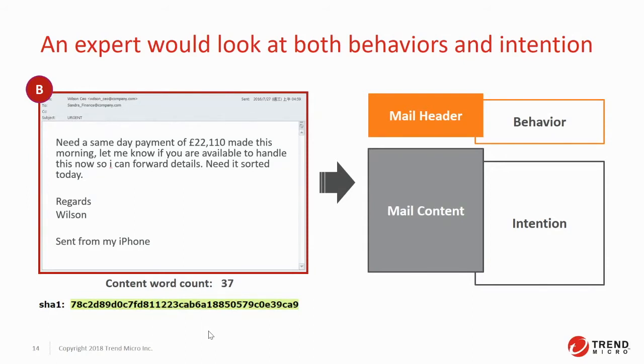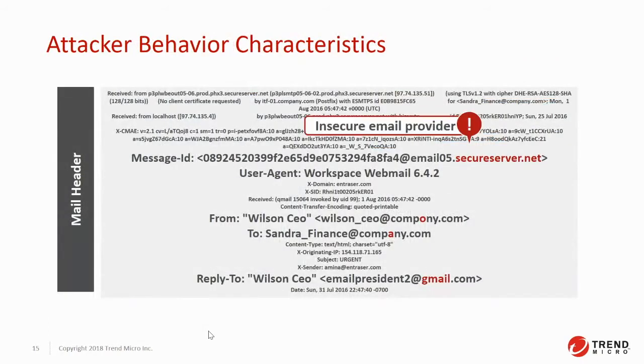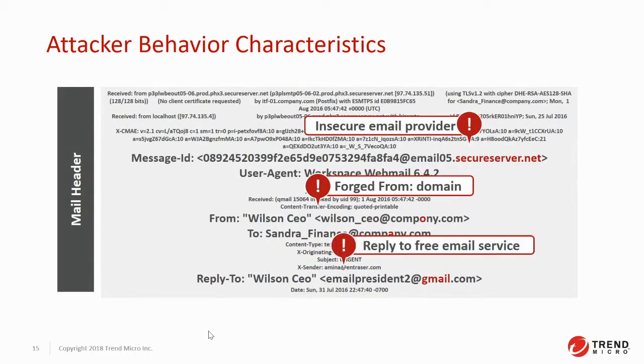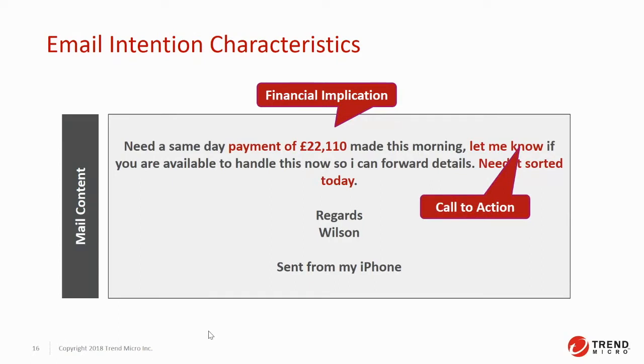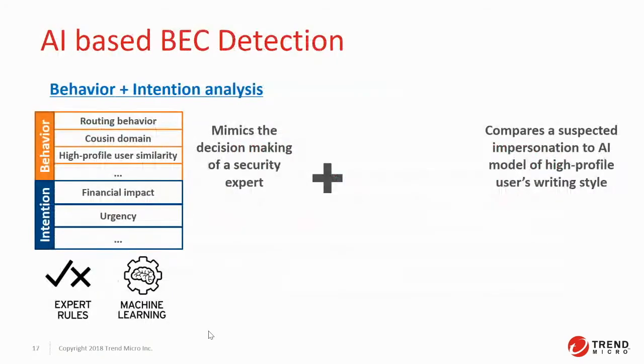This expert will look for the behavior and intention: the email header and the intention represented by the mail content. In the email header, we focus on the insecure email provider and the forged domain, if someone is changing the domain to be similar to the real domain, or if there is any reply from a free email service. Analyzing the email content, we look for any financial impact in that email: if there is any financial amount, any action calls, or any kind of urgency, we also consider this in our expert rules.